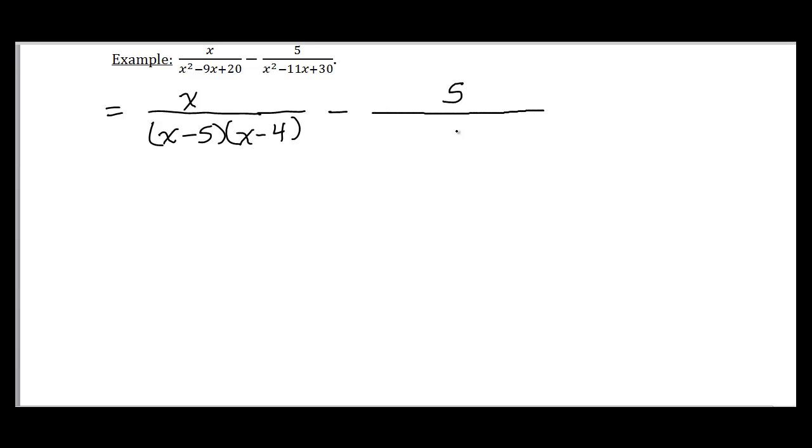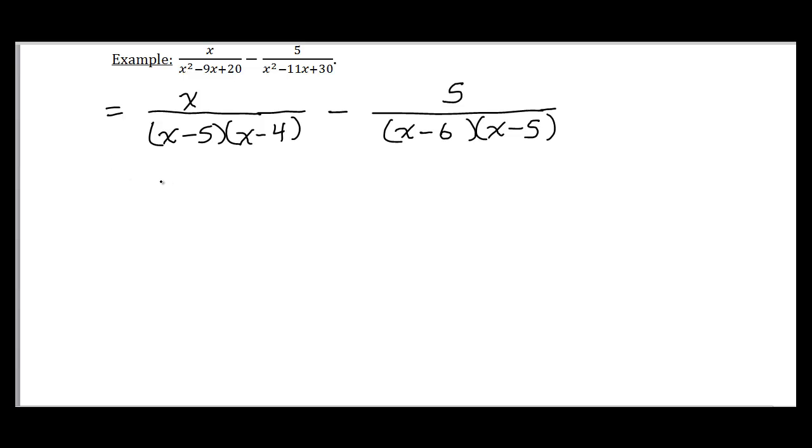Okay, we have these two denominators that are not the same. And so what we're going to do first, once again, is factor our denominators. An x here, a minus 5, and a minus 4 will work for us. We have subtraction this time, so we're going to have to be careful. Again, I'm going to factor. I factor and I get these two denominators here.